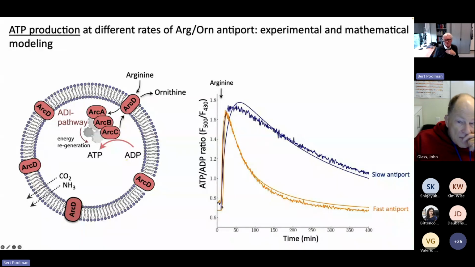And what you can see is when we add arginine, we rapidly form ATP, but then surprisingly, there is a drop in the ATP levels over time, even though we do not have ATP consuming reactions around. Also, we improved the system by having a fast antiporter, and the fast antiporter gives rise to a faster production of ATP, but also the drop in ATP is faster.